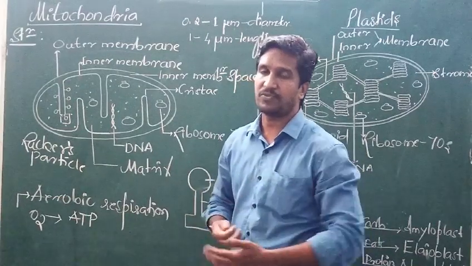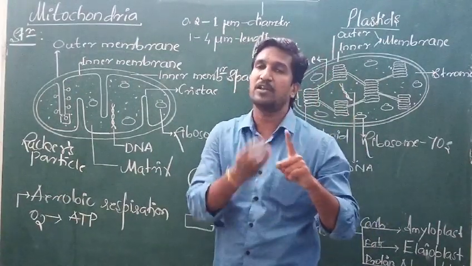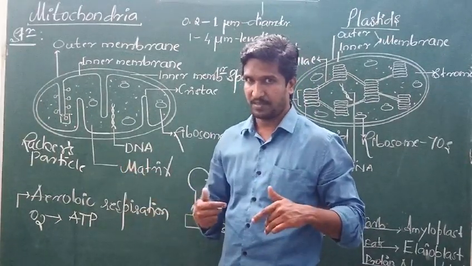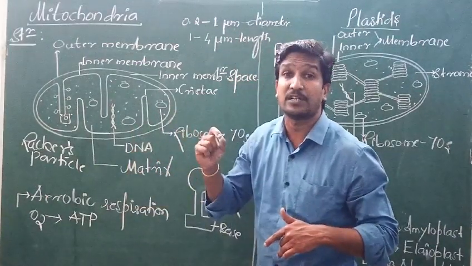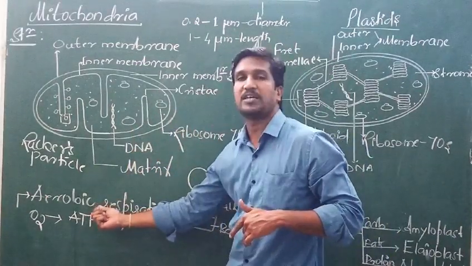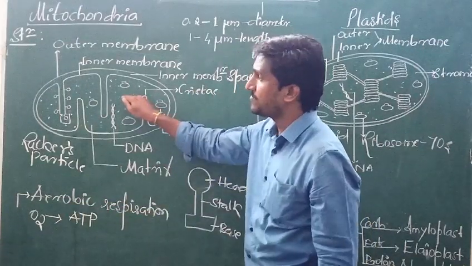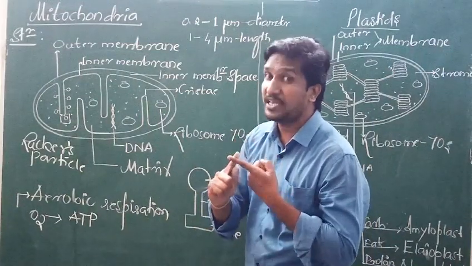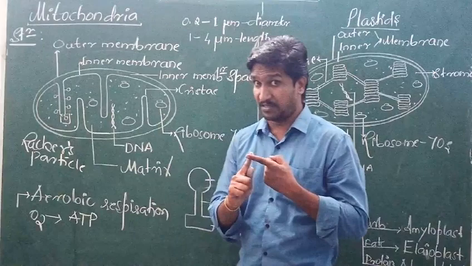You will learn in your future class that to break one molecule of glucose, it will demand oxygen. That is why the mitochondria is called the site of respiration. Which type of site? Aerobic respiration, because it is using oxygen. And the inner matrix contains a large number of enzymes where glycolysis will take place. What will take place? Glycolysis.